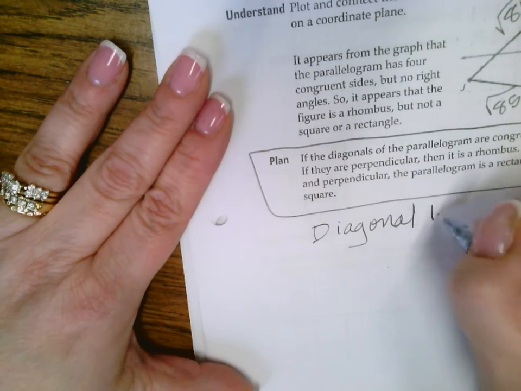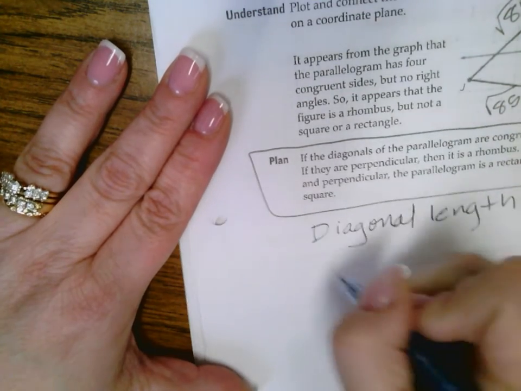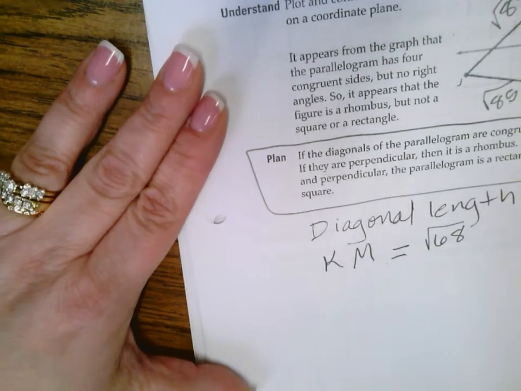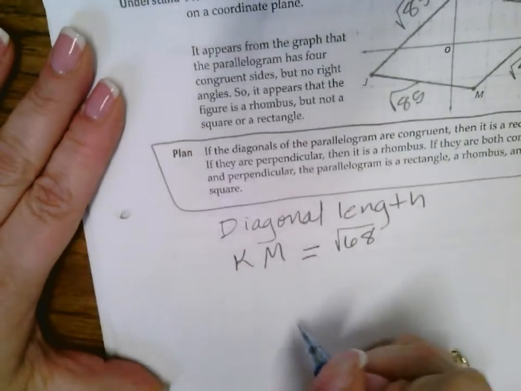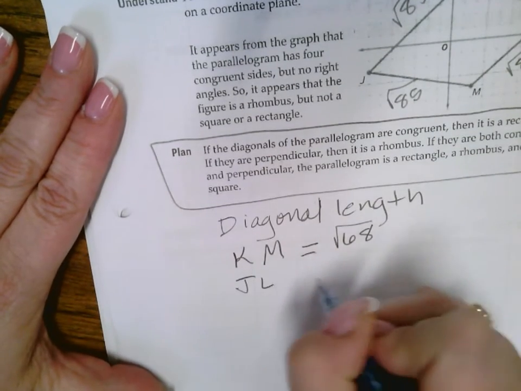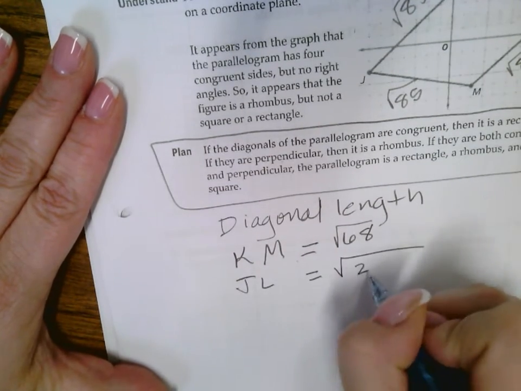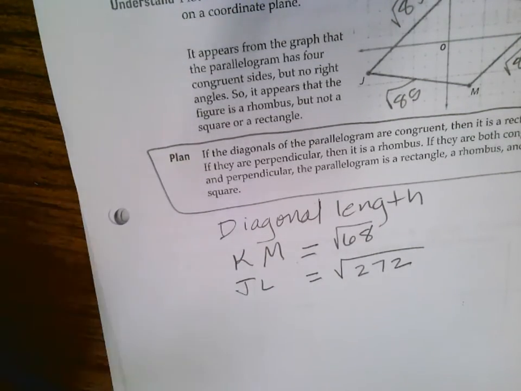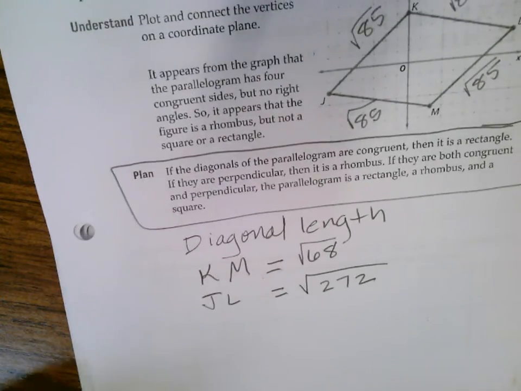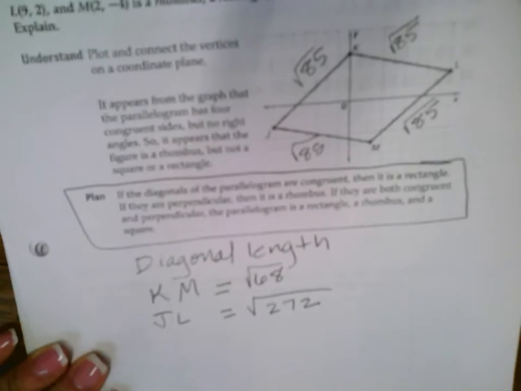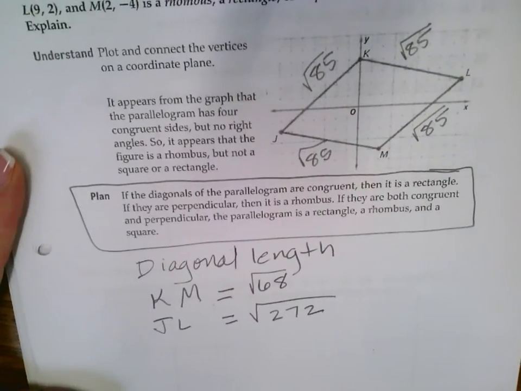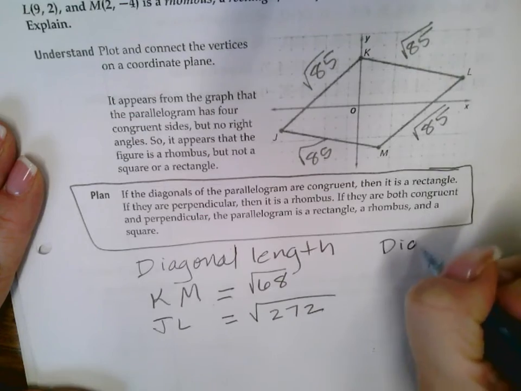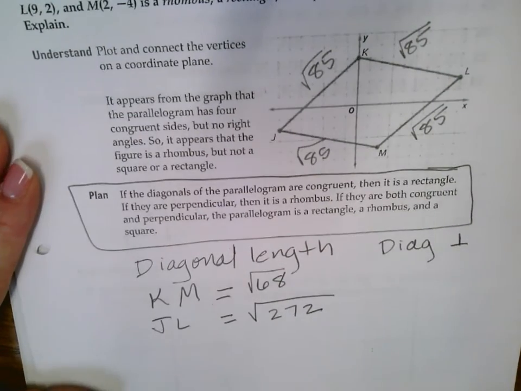Whoops, lost the pencil there. And for diagonal KM, I got the square root of 68. But for diagonal JL, I got something totally different. And honestly, this looks more like a kite to me, but it's not. It's just the way it looks on the graph. But this is solely a rhombus. Okay, and I think we could prove that the diagonals are perpendicular if we look at their slopes.